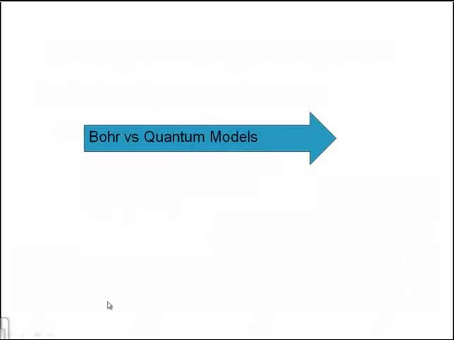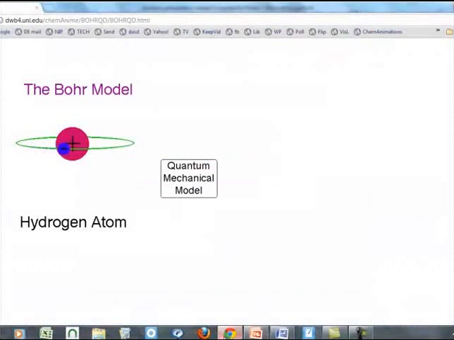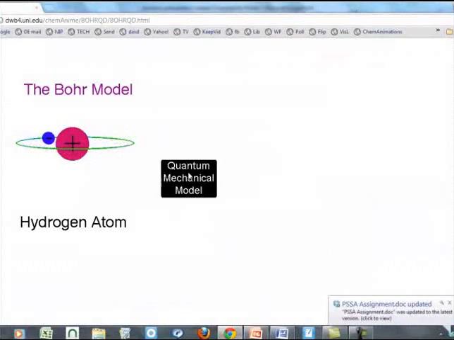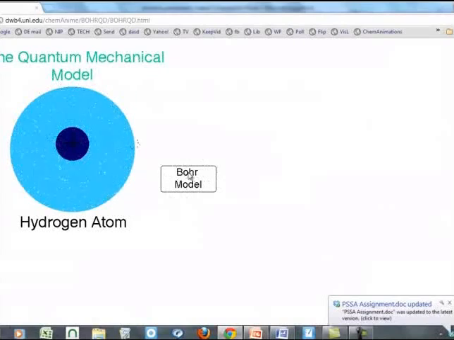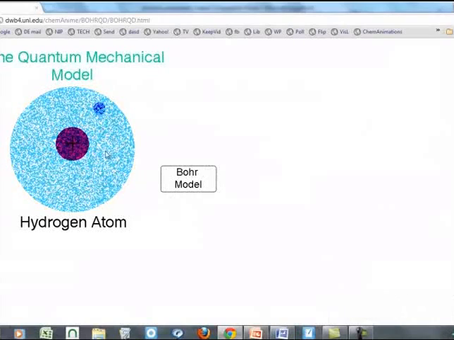So if we want to take a look at, very simply, the difference between Bohr's model and the quantum model: Bohr said electrons travel in these very specific energy levels around the atom, whereas the quantum model says you can't really be sure where the electron is, it moves, and its likelihood of where it's going to be found will vary. Okay.